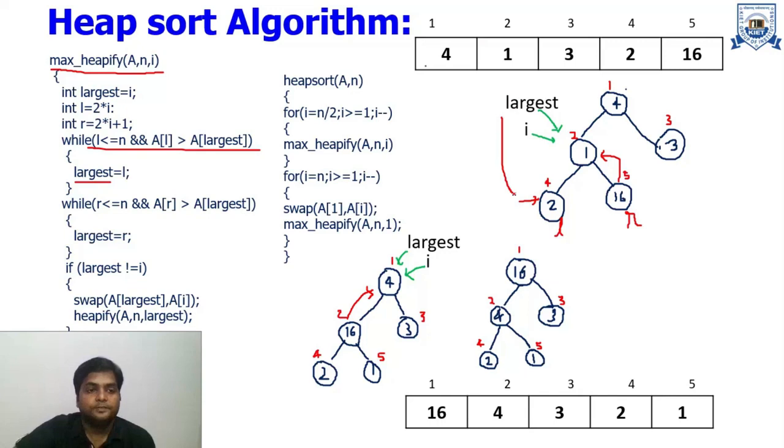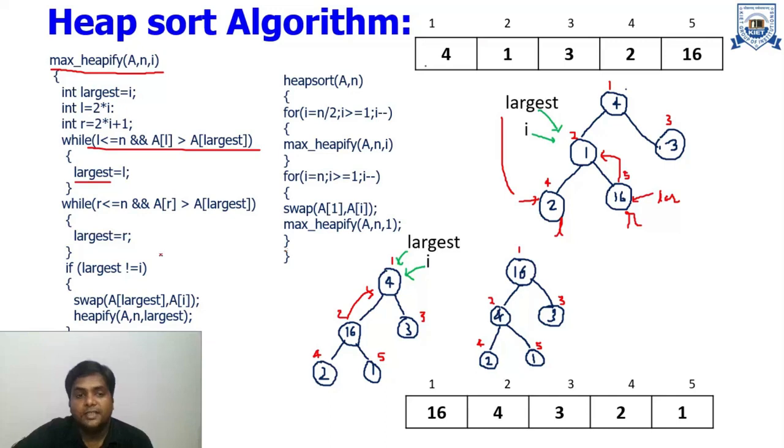Again we check while R is less than equal to N, R is 5, 5 is less than equal to 5. Yes, the condition is true. And A of R is greater than A of largest. A of R is what? 16. Now largest value is updated and largest is pointing to this one. So 16 is greater than 2. Yes, the condition is true. Now largest is equal to R. So now this one is the largest element.